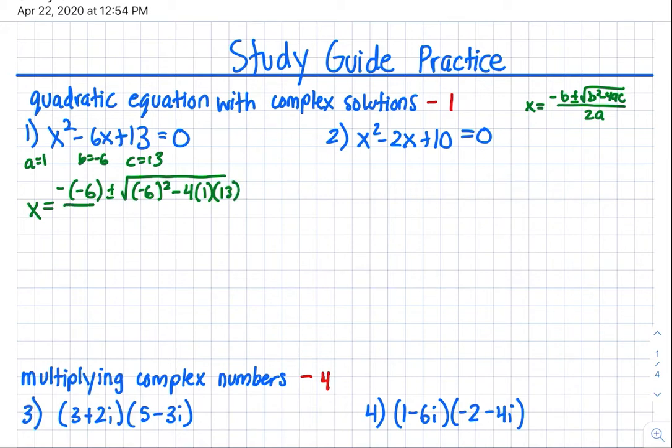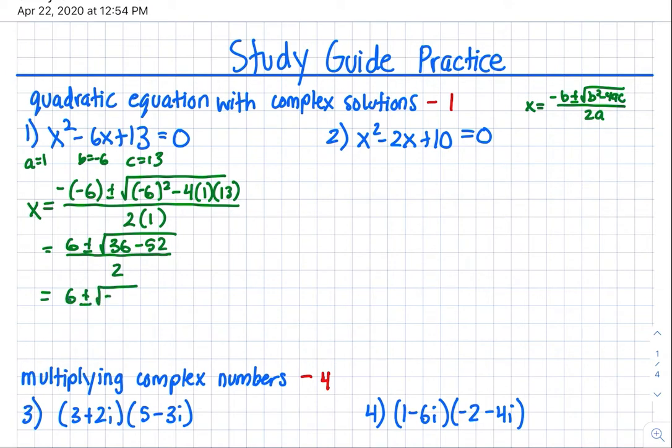Okay, so we're going to move over here. That square root of -16. Oh, it's lagging somewhat. I'm going to wait. But you guys are going to see that once this shows up, you're going to get 6 plus or minus square root of -16 all over 2.